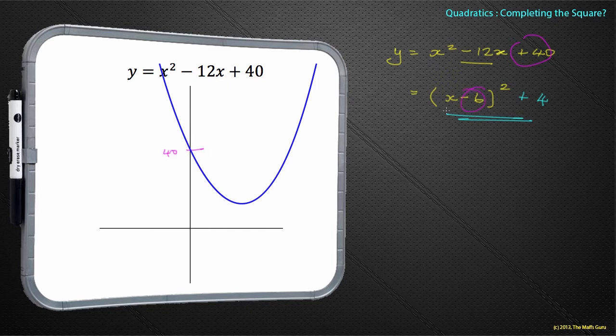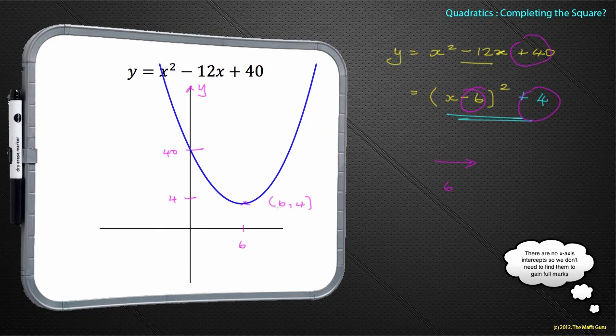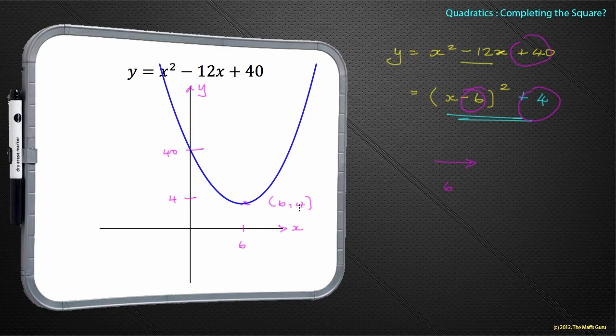What does this -6 mean? It means it moves that way, 6 places. So I've got 6 on my x-axis, and that +4 means that it moves up 4 places. So if I just do a little cross there and do 6, 4, I've just got all my marks. Obviously making sure we label my axes as well. This completing the square is now actually making graph drawing pretty easy.